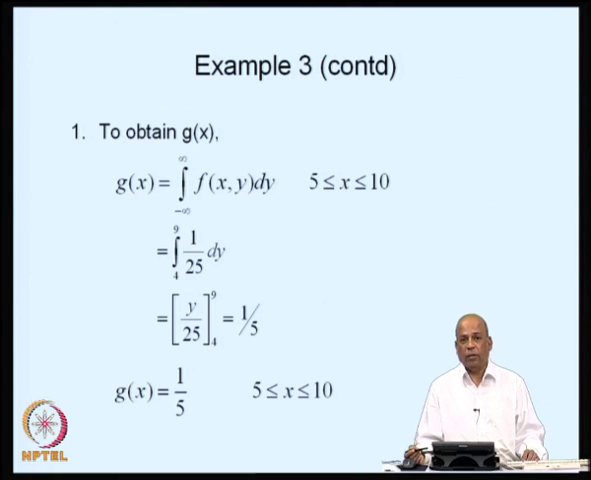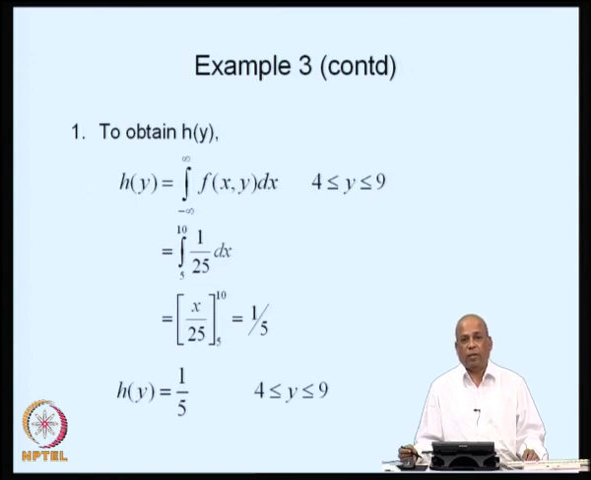First, to obtain g of x, we integrate with respect to y for the entire region. So, we integrate from 4 to 9 with respect to y. So, you get g of x as 1 by 5. In this particular case, it turns out to be a constant, but in general g of x will be a function of x alone and h of y will be a function of y alone. So, we get g of x is equal to 1 by 5 for the region x lying between 5 and 10. Similarly, we get h of y by integrating the joint PDF over the entire region x, and we again obtain this as 1 by 5 for the region y lying between 4 and 9.